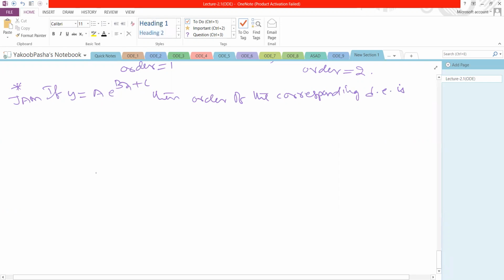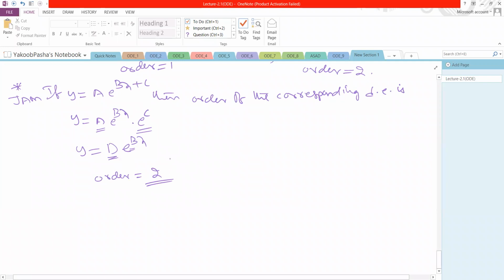But it is not 3. Here we can write y is equal to a into e to the power of bx into e to the power of c. So a is arbitrary, e to the power of c is also arbitrary because c is arbitrary. So a into e to the power of c is again an arbitrary constant, call it d, times e to the power of bx. Here we have two arbitrary constants d and b. So order is equal to 2.